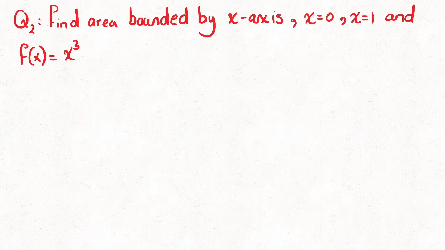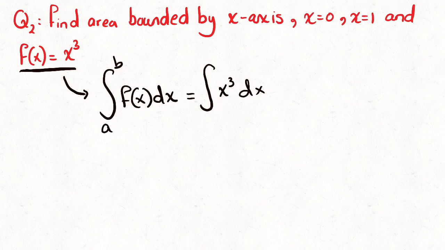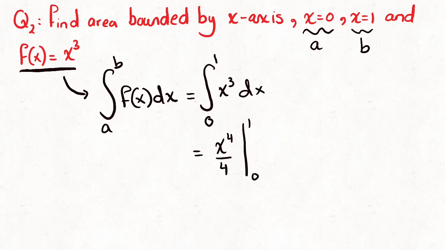Another example, find the area bounded by the x-axis, x equals 0, x equals 1, and f of x equals x cubed. Obviously we are dealing with the integration of f of x dx. And when it says x equals 0, this is a, and x equals 1, this is b. Basically you're dealing with the integration from 0 to 1 for x cubed dx. The answer will be x to the power 4 divided by 4, ranging from 0 to 1. When you substitute, the final answer will be 1 over 4.